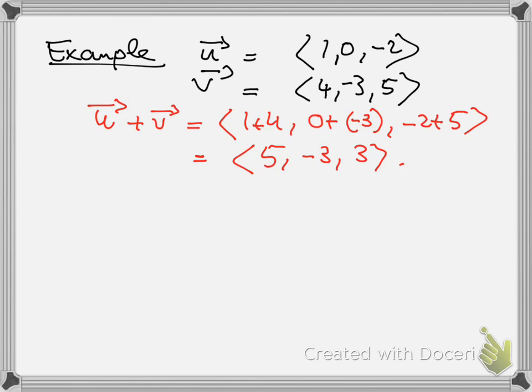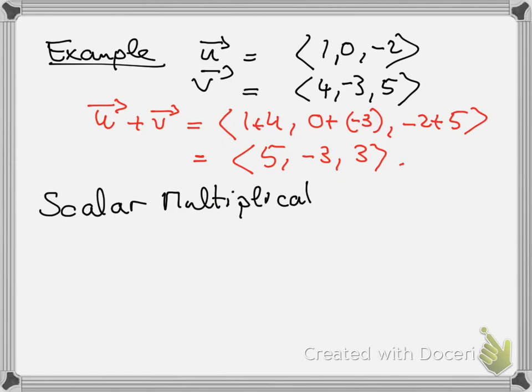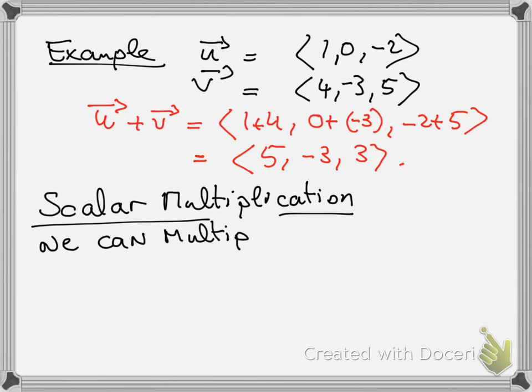Okay, next operation. After addition, we have multiplication by a scalar, or scalar multiplication. Basically, scalar multiplication means you can multiply vectors by numbers. Again, it means we can multiply vectors by numbers.